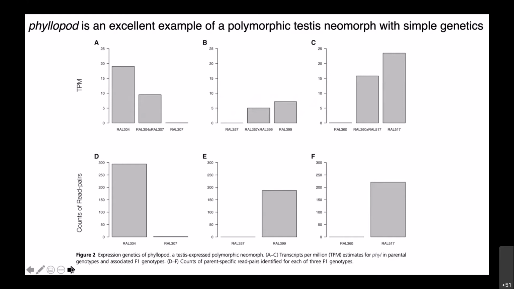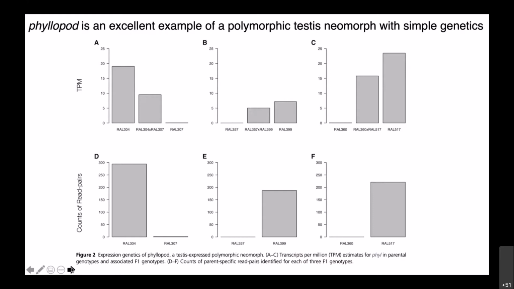So we'll just focus on A and D because basically the conclusions are exactly the same for the other two experiments. You can see in panel A that we have a TPM estimate for RAL304 and RAL307. RAL304 expresses the line robustly. RAL307 shows no evidence of expression of this gene in the testis. The bar in the middle is the TPM estimate for the F1, which is exactly intermediate between the two parents, consistent with additive effects for this expression phenotype.